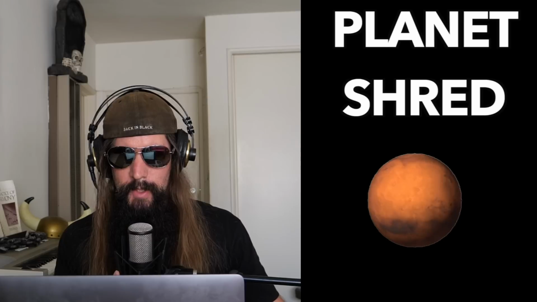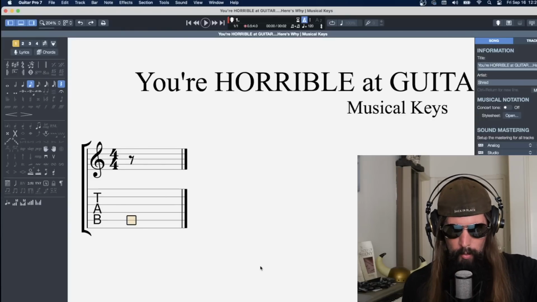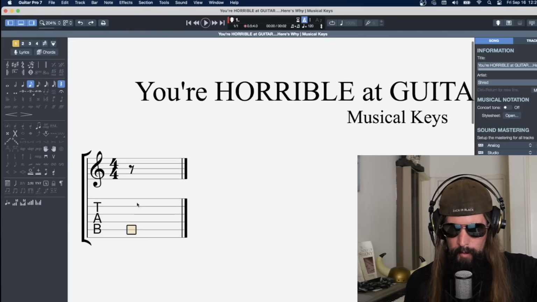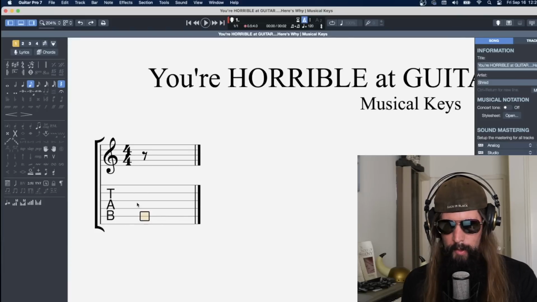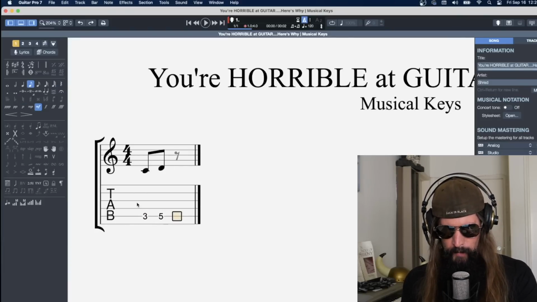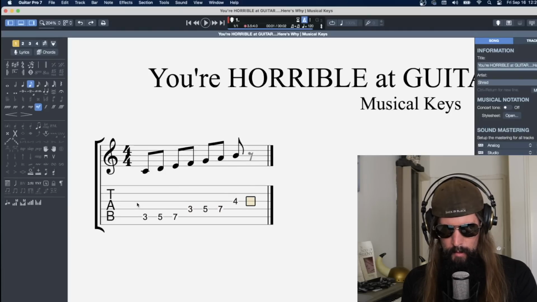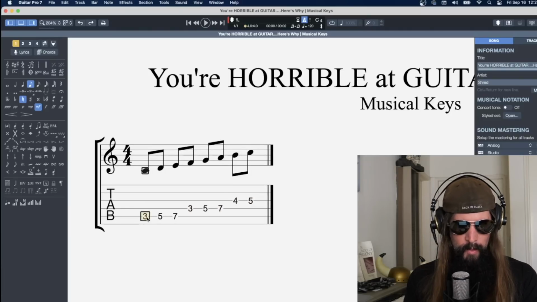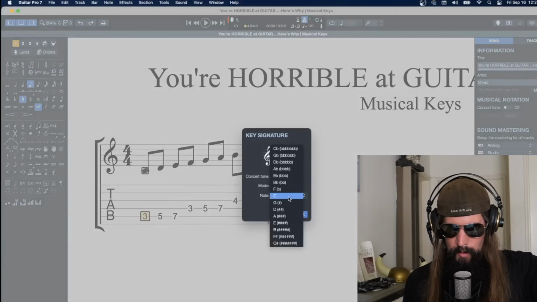Now, let's transport ourselves to the magical realm of Planet Shred in Sector 666, aka Guitar Pro, the program Guitar Pro. If you don't have this program, you should get it. It's amazing for guitar players. And what we're going to do is start off with a C major scale here. I'm going to start it on the A string. Right? So this key signature that we're in right now is no sharps or flats.